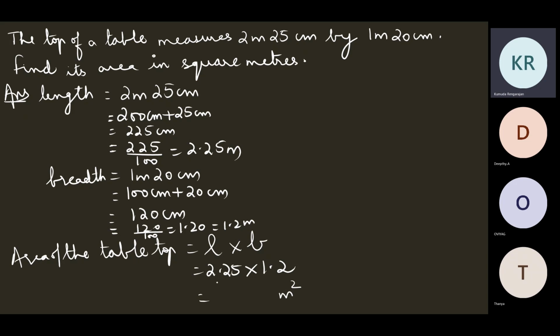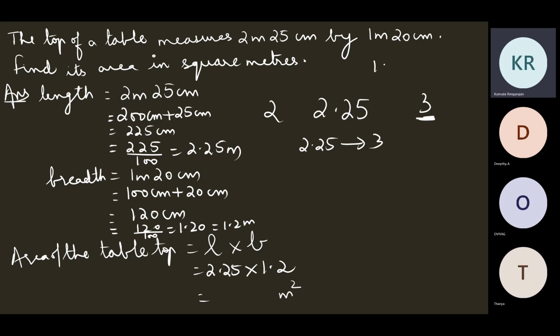Now, what is this 2.25? 2.25 is approximately, you can even say, 3. See, the number 2.25 lies between 2 and 3. So you just round it up to the higher value, 3. So 2.25 is nothing but 3, approximately.